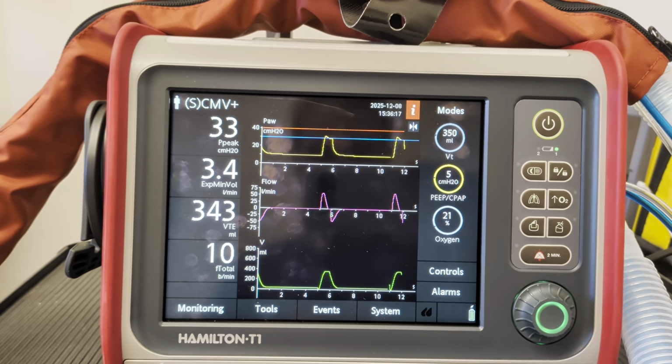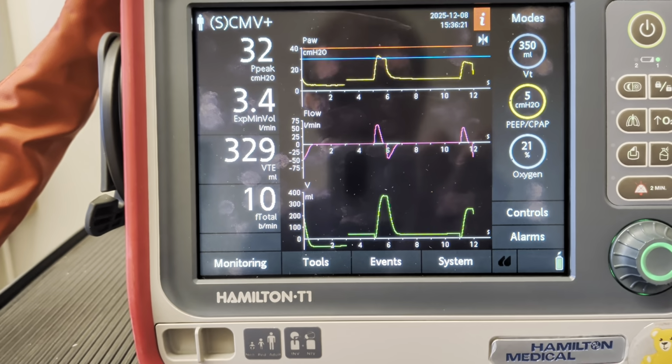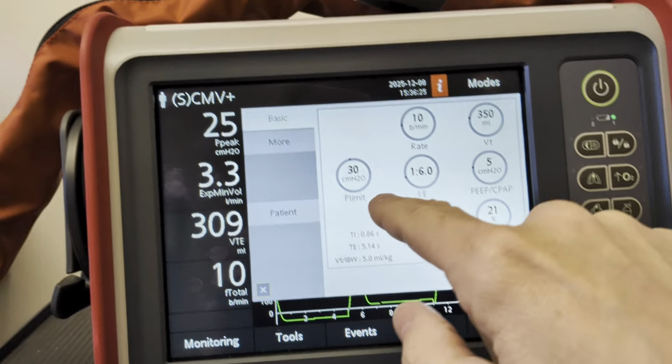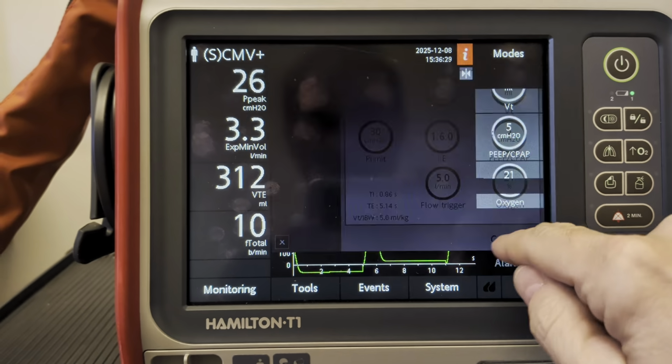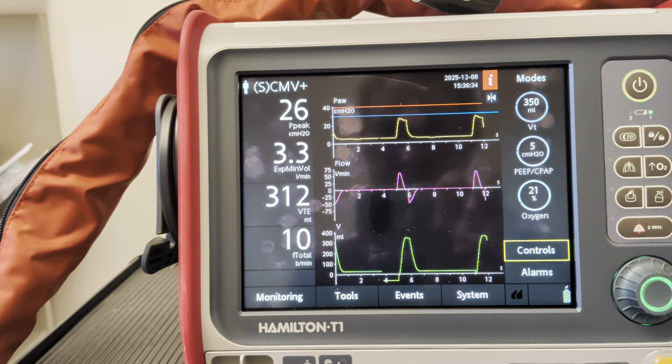All right, so increasing PEEP, increasing tidal volume, or if you are in a true pressure control ventilation, right, increasing your P limit or your pressure setting, your delta P, is also going to increase your mean airway pressure.